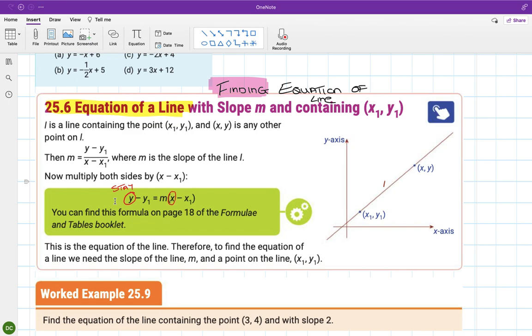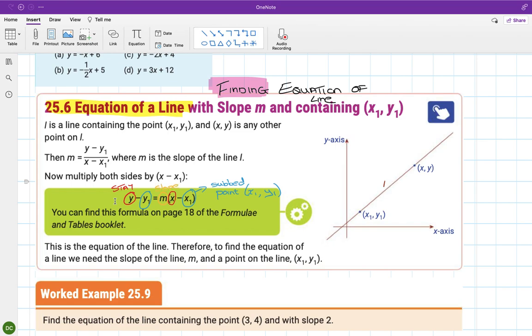These ones here, the y1 and the x1, they are subbed. So you're going to need a point, and the point will be x1 and then y1. That's where that goes. And the only other thing there is the m, and you should already know what m is. m is the slope.